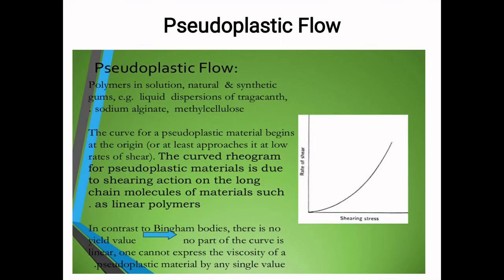Now pseudoplastic flow. I have also shown the diagram or graph so that you have a better idea about pseudoplastic flow. So what is pseudo and plastic? Pseudo means false, that is pseudoplastic flow. Examples are polymers in solution, natural and synthetic gums, liquid dispersions of tragacanth, sodium alginate, methyl cellulose.